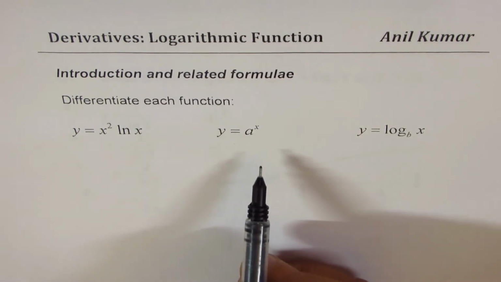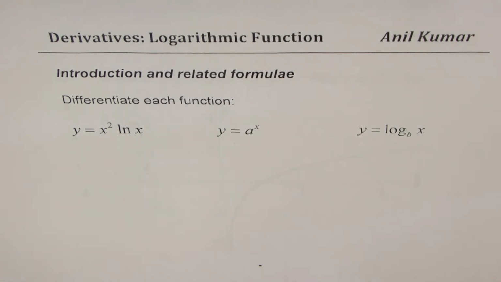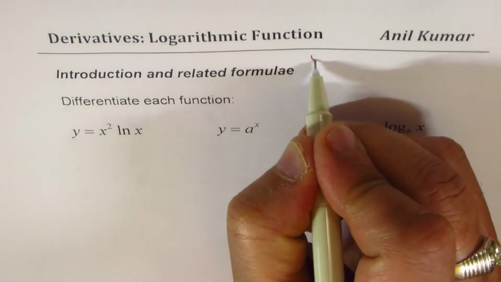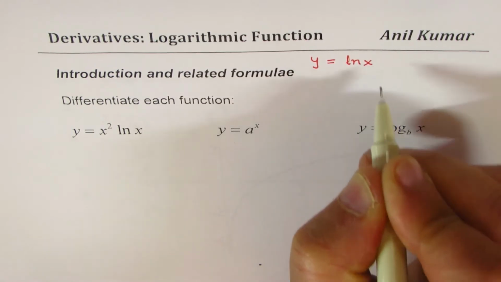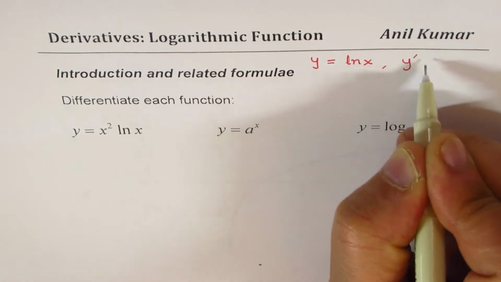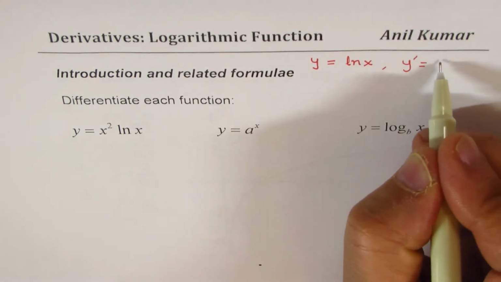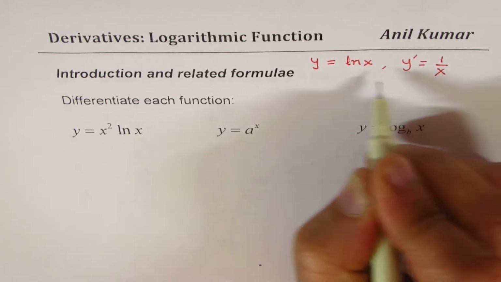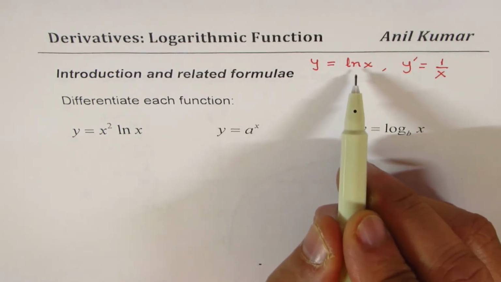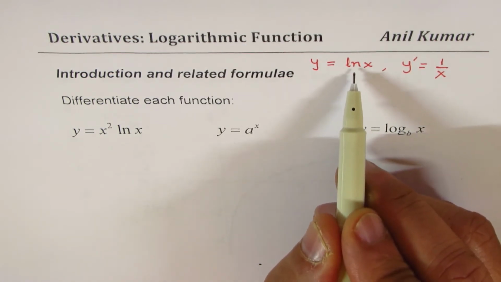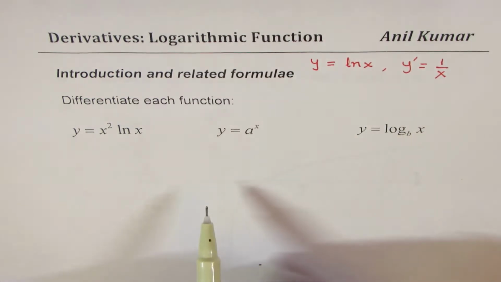Now before we begin, let me write down what you should know. First, you should know that if a function is y equals ln x, then the derivative of this function is 1 over x. This is what we did when we introduced you to exponential functions. There, ln is the natural log to the base e.